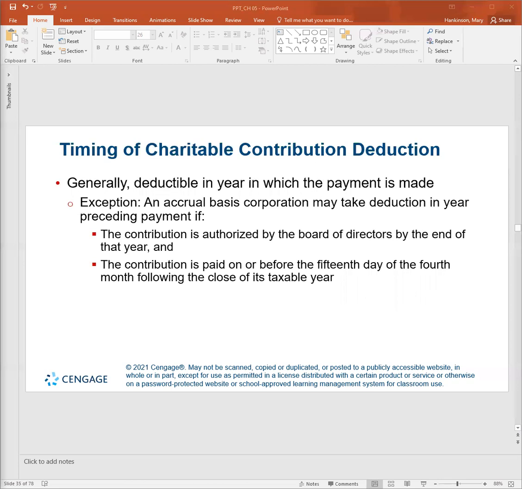The second requirement is that it must be paid on or before the due date of the corporation's tax return, and that would be considered the 15th day of the fourth month following the close of the taxable year, meaning April 15th. That's when the tax returns are due. Everybody knows the horrible date, April 15th. Everybody knows that day.